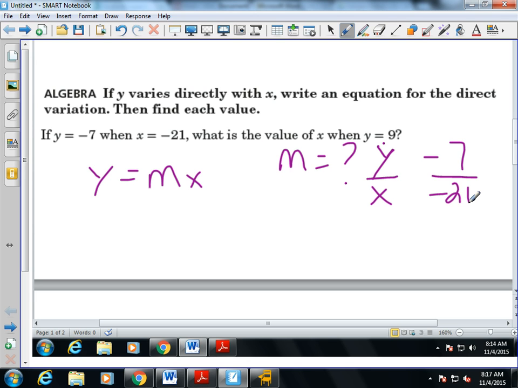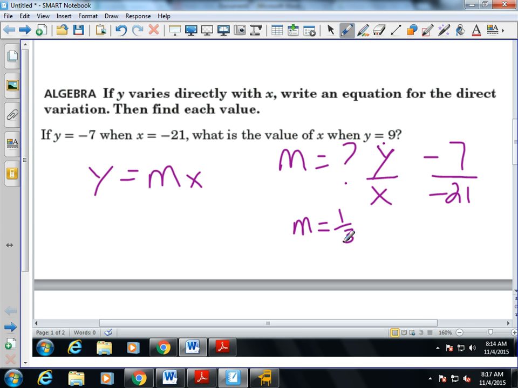So it's just a fraction to reduce. And -7 over -21 reduces to what? Kimmy wants to answer. 1/3. That's correct. So in this particular problem, m equals 1/3. Good. Excellent. So that's our m.